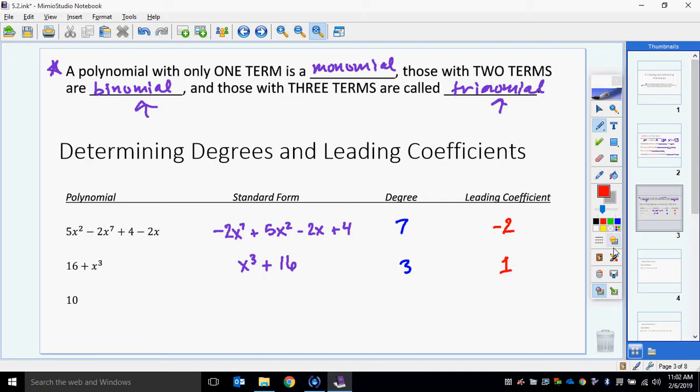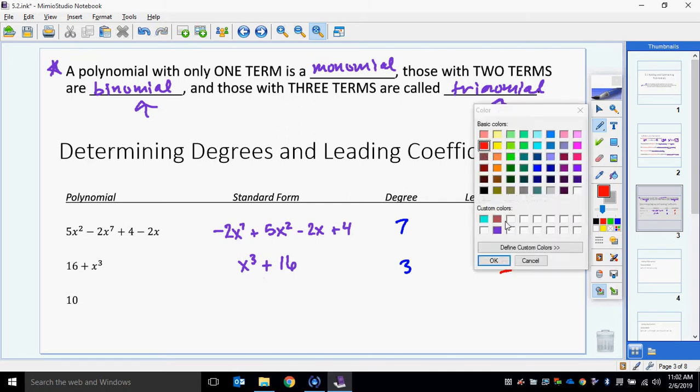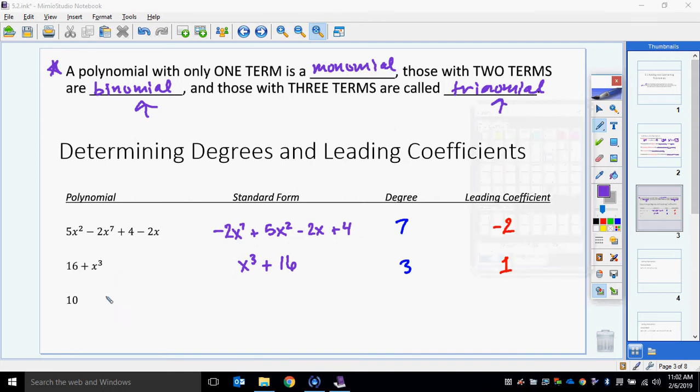Okay, and let's look at the last one. If I were to put 10 in standard form, this is a polynomial. Okay, think of it as 10x to the 0 power. It'd be a monomial, it's only one term. So in standard form, it's just a 10, there's only one thing there. The degree on that, what is the power of x? That would be 0. And what is the leading coefficient? What's the number in front? That'd be a 10. Okay, so that one was a little trickier, but I do want to show it to you.